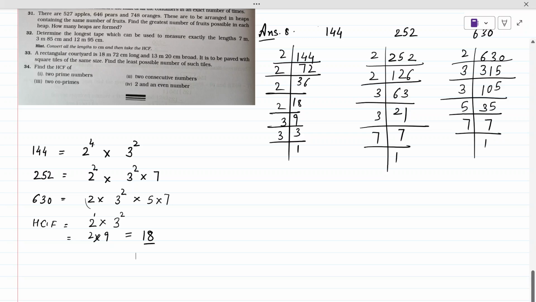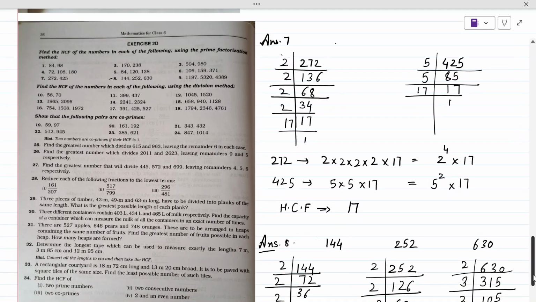Okay, so kids, rest questions you can do it yourself. Now all these questions are homework for you, and if you face any difficulties, please email me. I will solve them over a video. Next is find the HCF of the numbers in each of the following using the division method. So kids, I am doing 2 questions here, one with 2 digits and one with 3 digits. Okay, so I'm picking question number 12 and question number 15 to do.